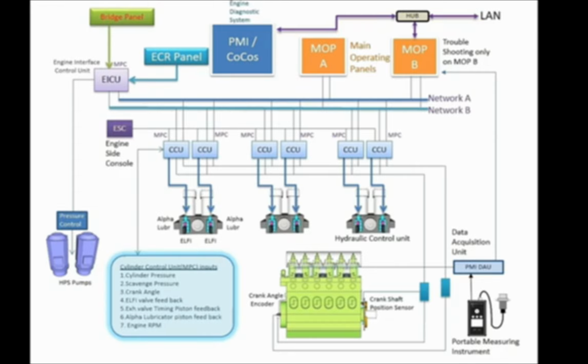All cylinder pressures are measured with sensors fed to MOP-B through the data acquisition unit, and from the MOP you can compare and check the pressures and timings of the fuel injections and pressure values. Then this data goes to the PMA computer through the hub. This is the setup, and a portable measuring instrument can also be used through the PMI data acquisition unit for calibration purposes. We will discuss this section by section in detail now.